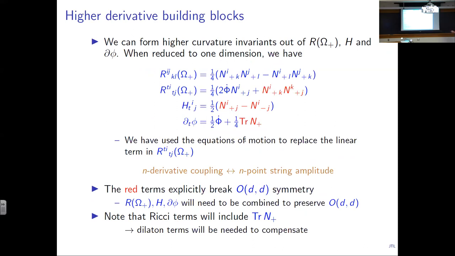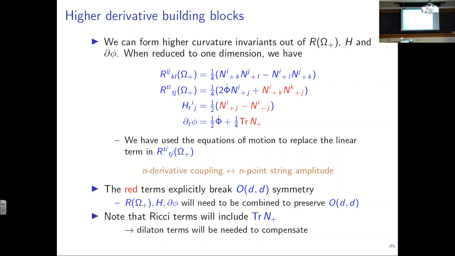So what happens is you use the equation of motion to put this into a phi dot n form, but it changes n minus n plus into n plus n plus. And it's in red because n plus is not alternating. This is automatically going to break O(d,d) invariance. End of story. You don't have to say any more. The H field is B_ij only, which can be written in terms of n plus minus n minus. The reason I put it in red to say it breaks O(d,d) invariance is because it has a mixed sort of property.